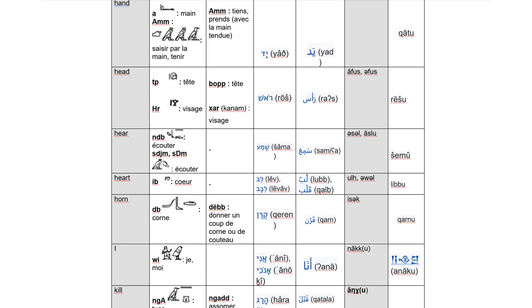Always hand. You have here am, which means to grab with the hand in Egyptian. You have, as we said, am, which means take, also with the outstretched hand. You have here head in Egyptian, tip, in Wolof, which means head. In Wolof, you have bob, you know.